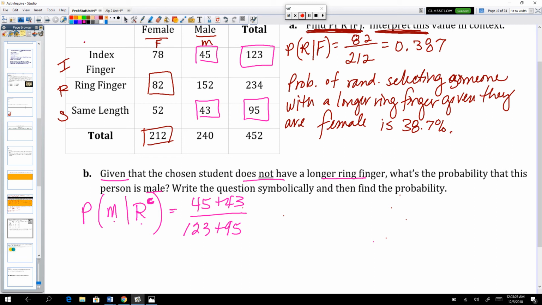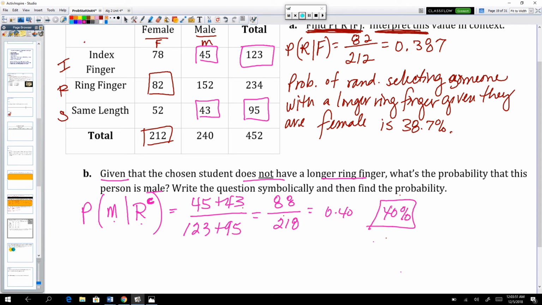Obviously, you know how to plug stuff into the calculator, so the next few steps aren't anywhere near as important as coming up with what you're being asked in the problem. So concentrate on that part. I know you can plug things into a calculator, right? So 88 divided by 218. I know you know how to do this part. It's getting to this part that I want you to focus on. Okay. So that's 40%.